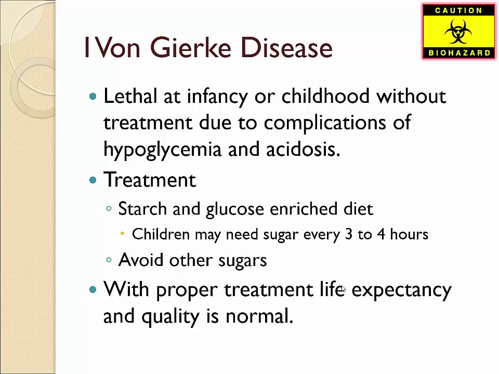So to treat it, these children need a starch and glucose enriched diet, and they are going to need sugar every 3 to 4 hours. That's going to be a great deal of sugar, and it needs to be glucose and starch. Okay, we don't want to get into fructose or any of the other sugars. It's got to be glucose or starch. With proper treatment, life expectancy and quality of life is normal.